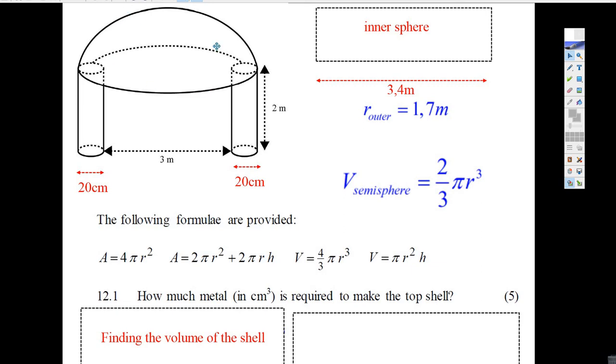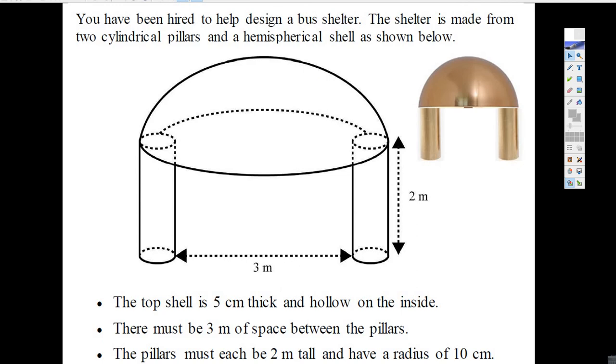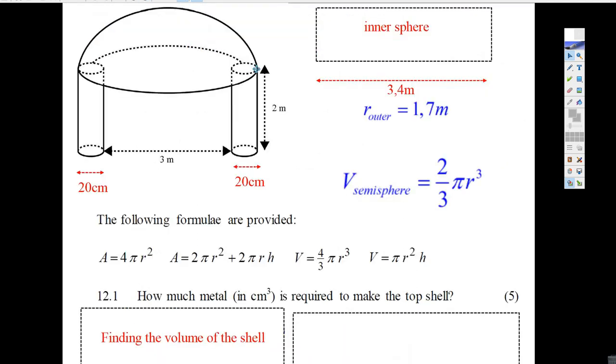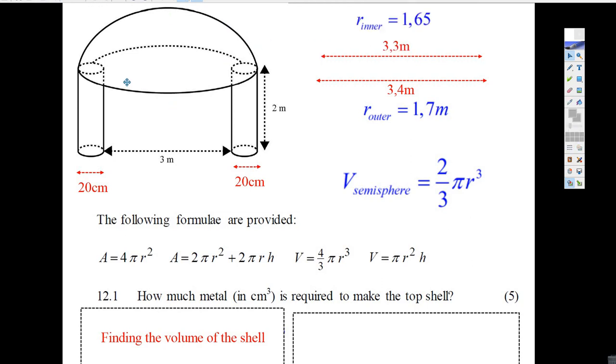But they say that this hemisphere, if we go back here, is 5 centimeters thick. So this inner sphere must be just 5 centimeters on this side, 5 centimeters on this side, just 10 centimeters, 1/10 of a meter less. So see if you can work out the radius of the inner sphere. You could stop the video and try it. Because you're going to need it. Well, it turns out that it's just 5 centimeters on both sides. Instead of 3.4, it's 3.3.